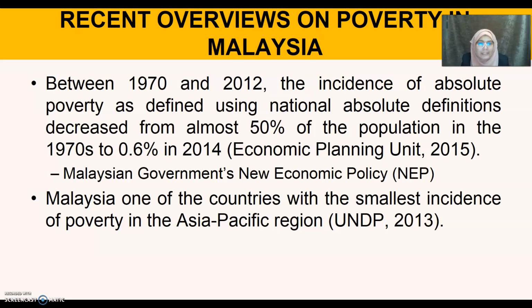50% in 1970s to 0.6% in 2014, which is like kalau kita dengar macam wow, it's a very good achievement. And according to the UNDP, Malaysia is one of the countries with the smallest incidence of poverty in the Asia Pacific region. Okay, they claim that Malaysia is one of the countries that have the smallest incidence of poverty in the Asia Pacific region. Okay, kita akan tengok dulu. This is the definition and reported by the UNDP.